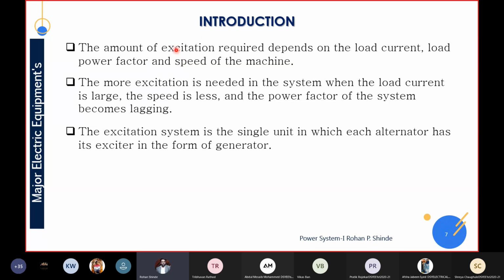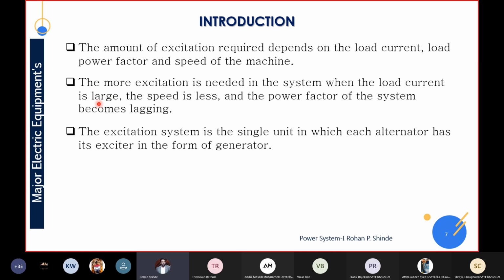So the amount of excitation that is required to operate the synchronous machine depends upon load current, load power factor and speed of the machine, right. Now next, more excitation is needed in the system when load current is large. I have told you that whenever there is a large load, it draws large current. If large current is drawn, the excitation required is more, right.